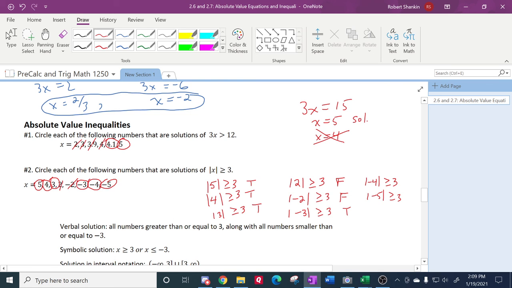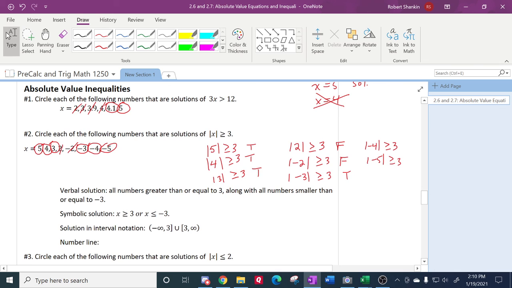Alright, notice, as long as the numbers were kind of large, it didn't matter whether they were positive or negative. Positive or negative doesn't matter at all, because the negative sign is just going to get eliminated by the absolute value. But the size of the number makes all the difference. The size of that number has got to be bigger than or equal to 3. In other words, absolute value of x greater than or equal to 3 means all the numbers on the number line whose distance from the origin is larger than or equal to 3.